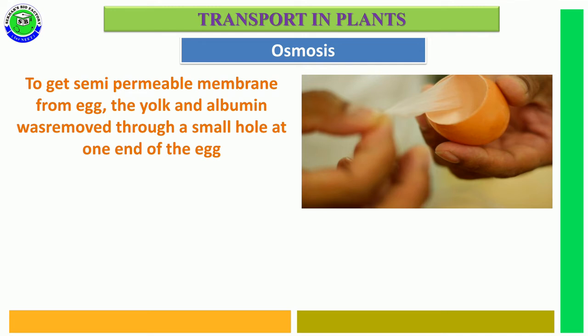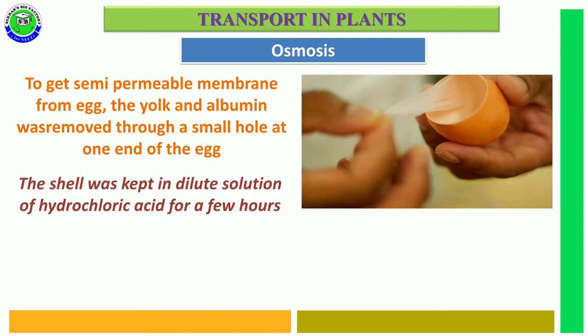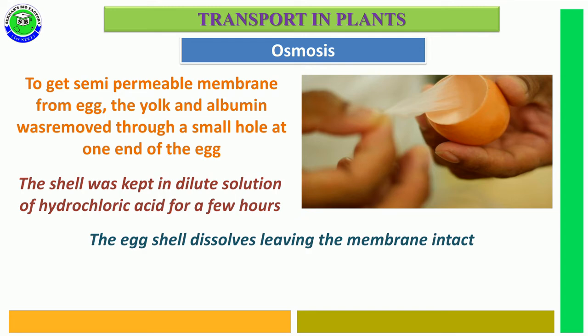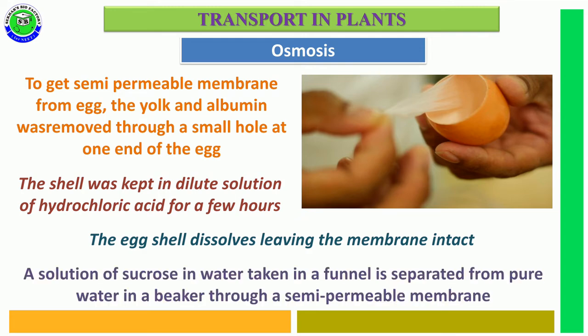Both yolk and albumin are removed, and this shell is kept in dilute hydrochloric acid for a few hours. After a few hours, the shell will be dissolved and leave the semi-permeable membrane.